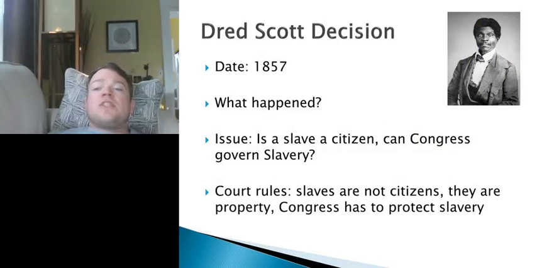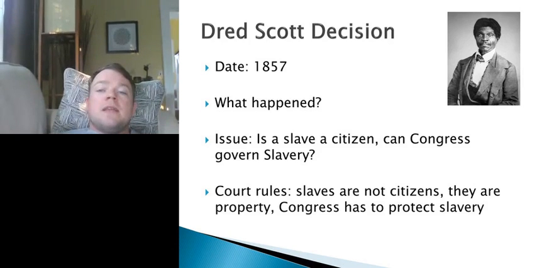The Dred Scott decision in 1857 is going to be kind of a major pivotal Supreme Court decision. What happened is we're going to have an issue. Dred Scott is basically going to answer two questions: is a slave a citizen, and can Congress govern slavery? The Dred Scott decision is basically going to be a no on both of those. Dred Scott is a slave who was brought into a free territory by his master, and because he's brought to a free territory, he sues for his freedom.